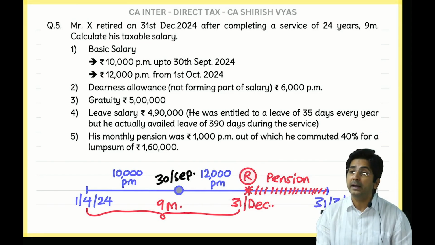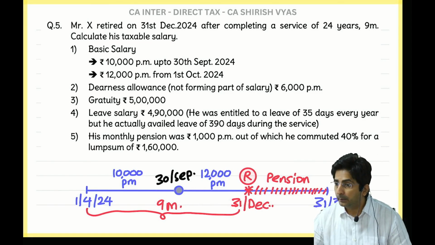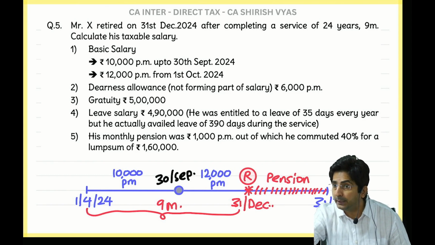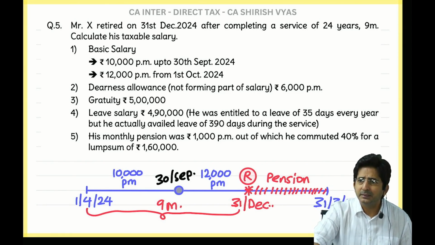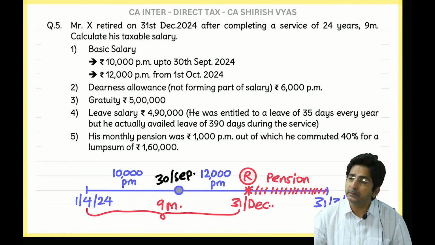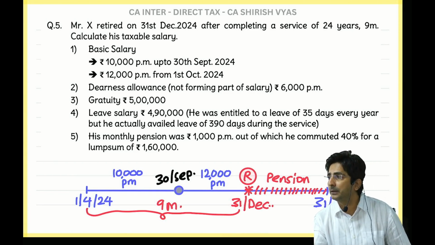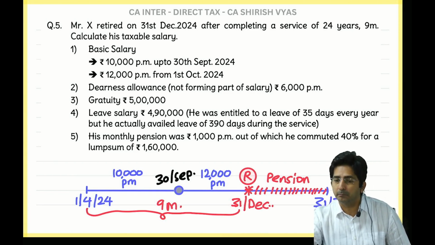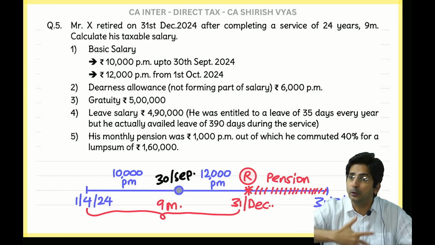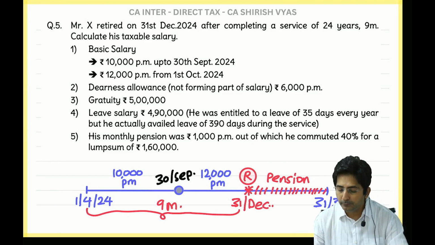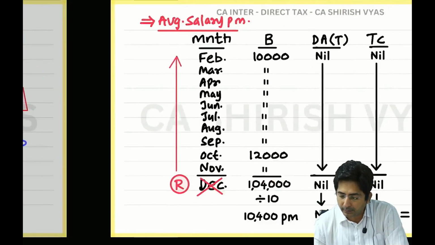But for a student it has become a good point that you have to be careful. In gratuity, you will ignore the retirement month, but the same thing when you are doing in leave salary, you will include the month of retirement. As such there is no logic, but we have to go as per the wordings of the law. So tell me, what will be the average in our example?